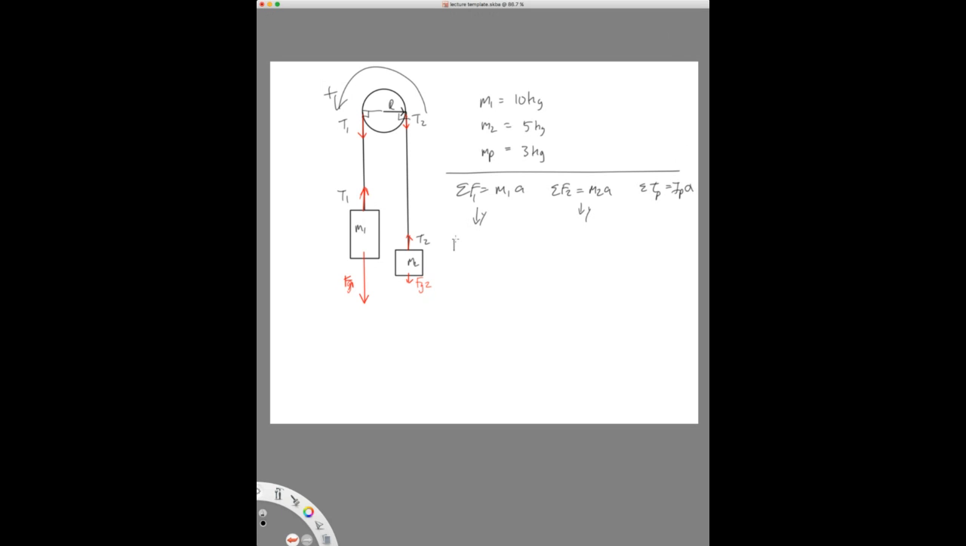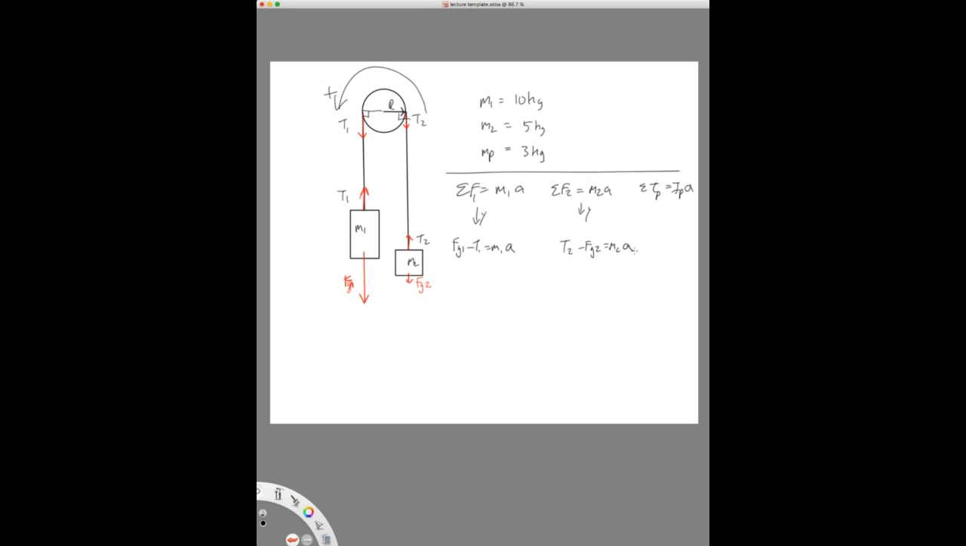So what happens for mass 1? For mass 1, we have force of gravity 1 minus T1 equals m1a. So using my bending arrow, down is positive for mass 1. For mass 2, using the bending arrow, up is positive, so we're going to have T2 minus Fg2 equals m2a.